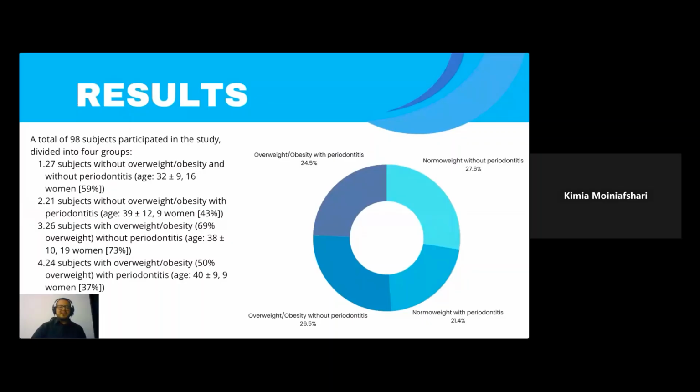A total of 98 participants were included in the study. They were divided into 4 groups according to their nutritional status and periodontal condition: 27 subjects with normal weight and without periodontitis, 21 subjects with normal weight but with periodontitis, 26 subjects with overweight or obesity but without periodontitis, and finally, 24 subjects with overweight or obesity and periodontitis. This balanced distribution across groups allows us to analyze both nutritional status and periodontal condition independently and in combination.